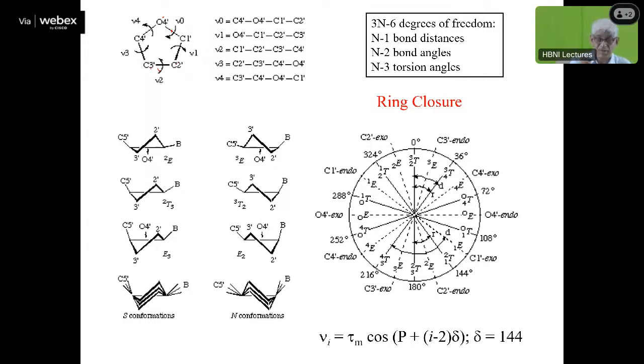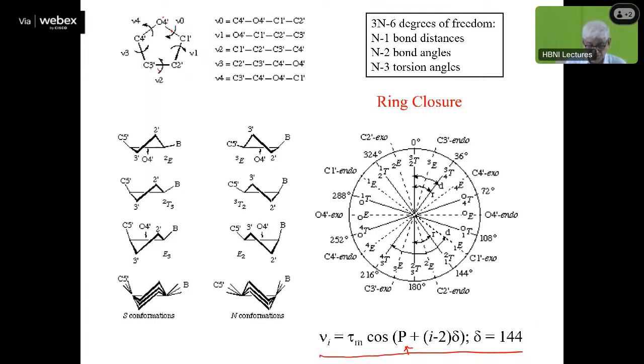That is represented by P. And in this way, with this equation, you can see this particular angle, which is called the pseudo rotation angle. This connects all the various torsion angles. You can describe the individual nus which are described here in terms of this P. P can vary from 0 to 360, okay? And delta is a fixed number, which is 144.